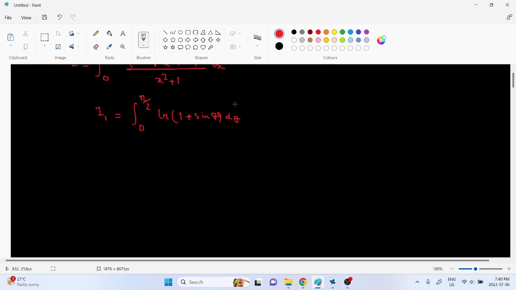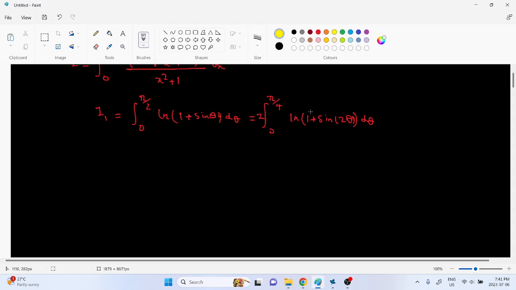To make things simpler, I'm just going to change theta to 2 theta, and that would change the bounds of integration to from 0 to pi by 4. So I get this I1 as the integral from 0 to pi by 4 of the natural log of 1 plus sine of 2 theta. And we also get 2 d theta here, and I'm going to pull that 2 out.